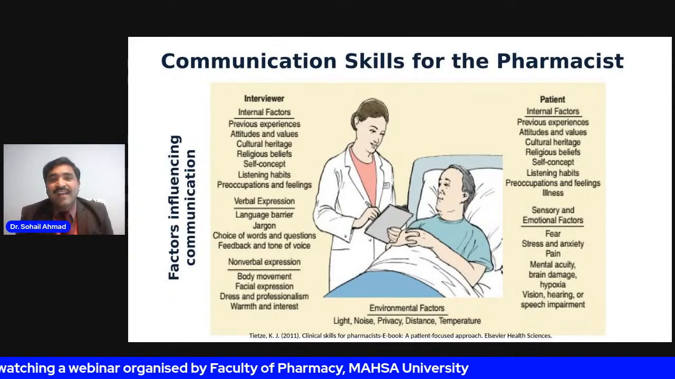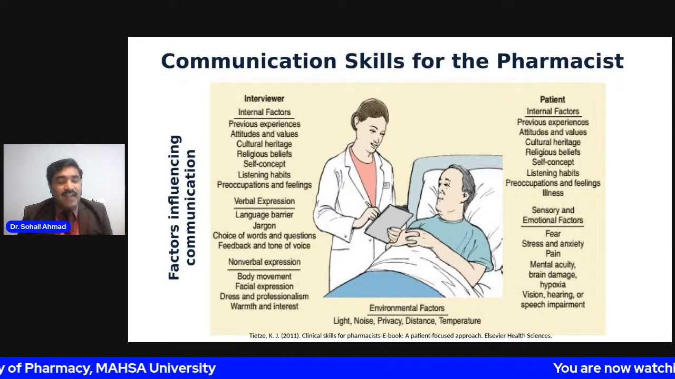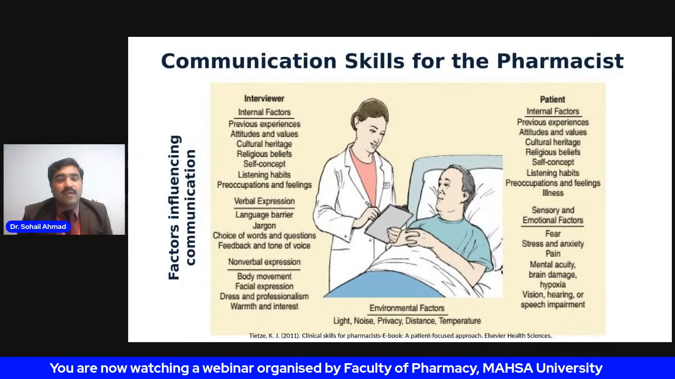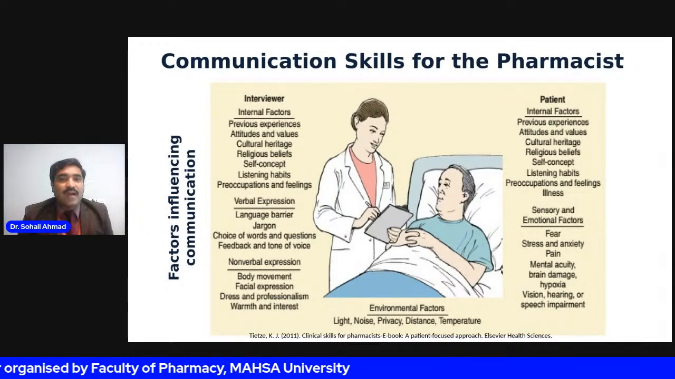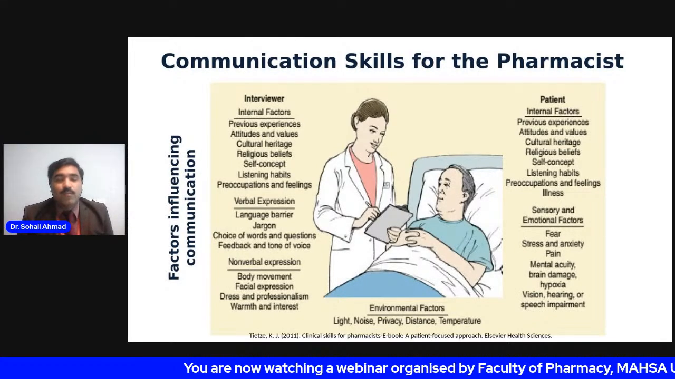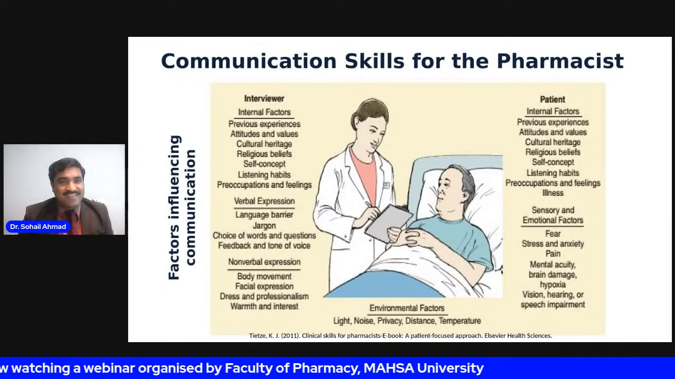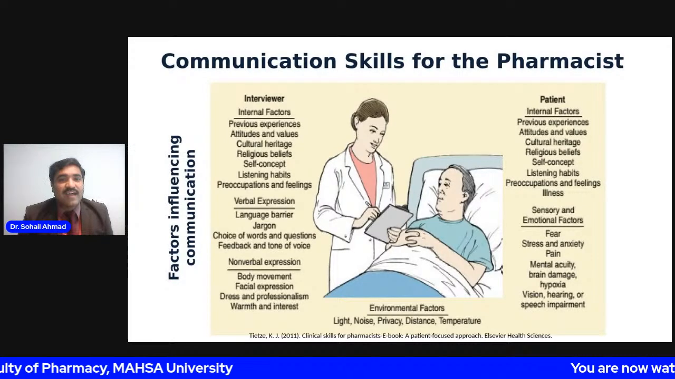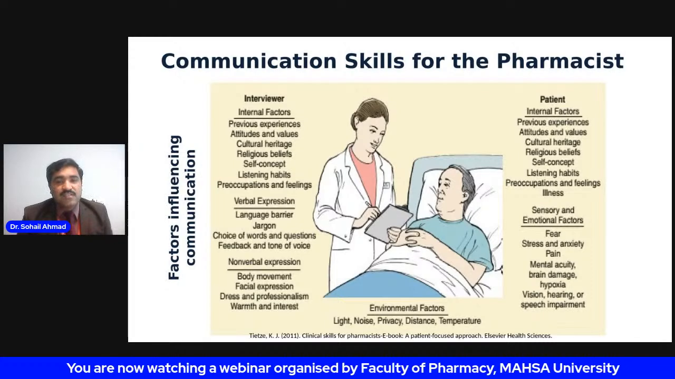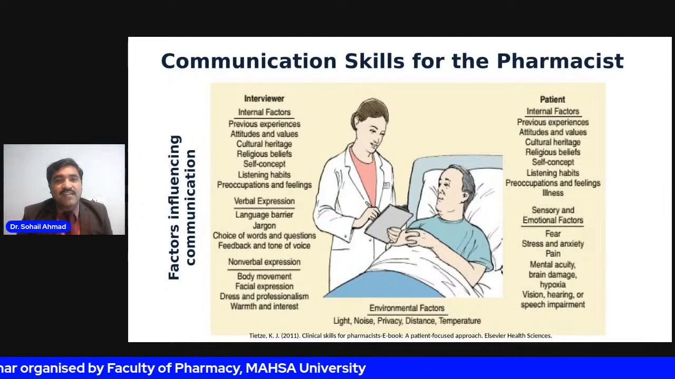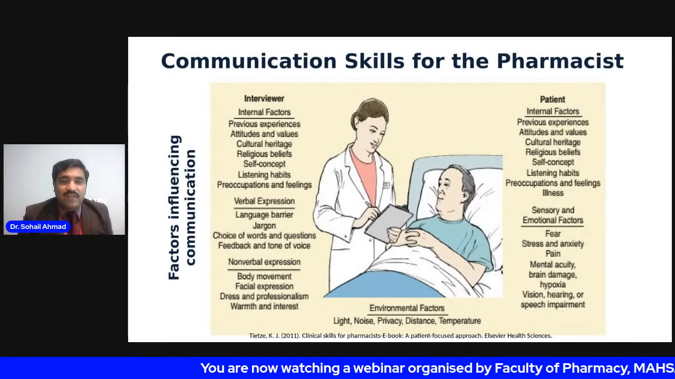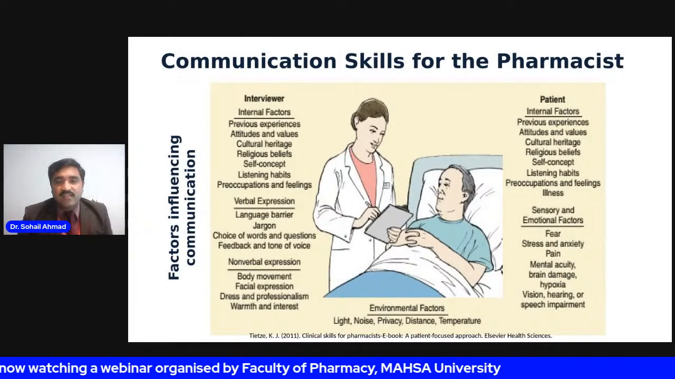So as I highlighted the importance of communication skills for the pharmacist at two different tiers, to the healthcare providers as well as to the patient, in order to have good communication skills, you need to know what the barriers of communication are. These barriers can be from the healthcare provider origin, or they may be patient related. So there are certain common barriers, for example, internal factors, previous experience, attitudes and values, culture, heritage, religious belief, self-concept, language barrier, use of jargon, non-verbal expressions, environmental factors. So once the pharmacists have an idea of what the possible barriers are and address these barriers at the start, then only can the communication be carried out effectively, and then the patient can get the full benefit from the pieces of advice given by the pharmacist.